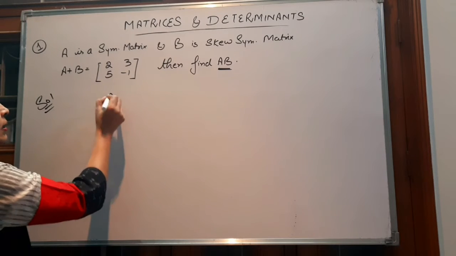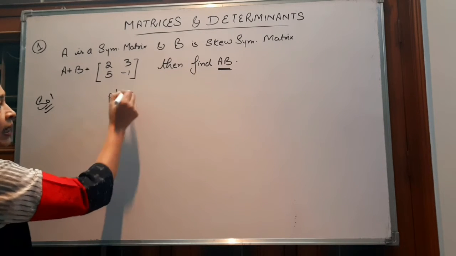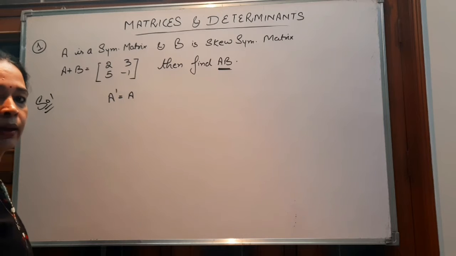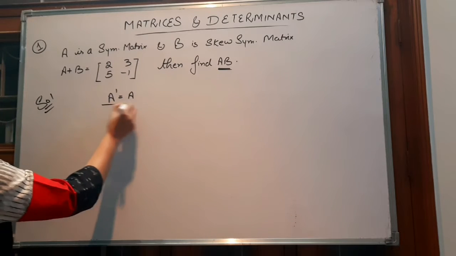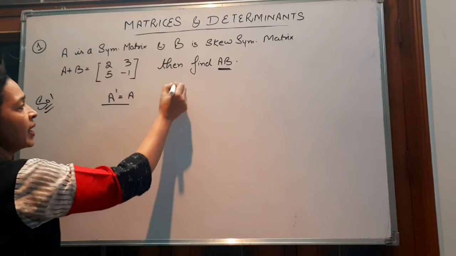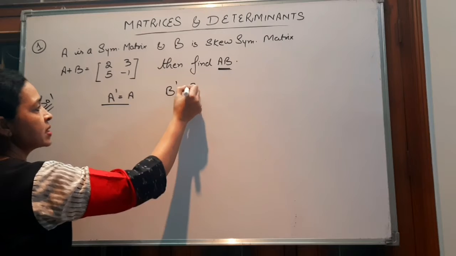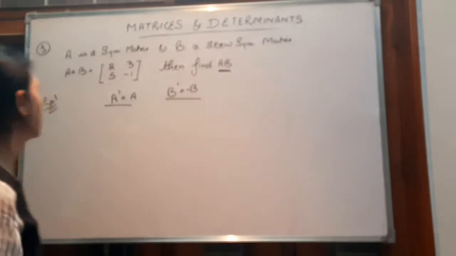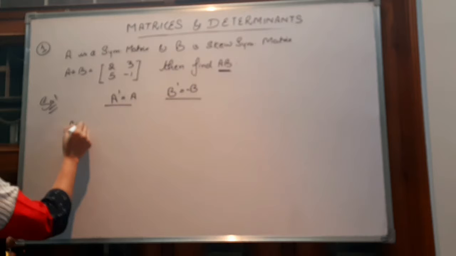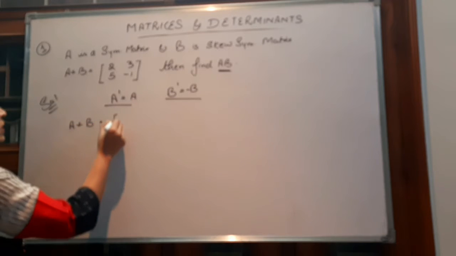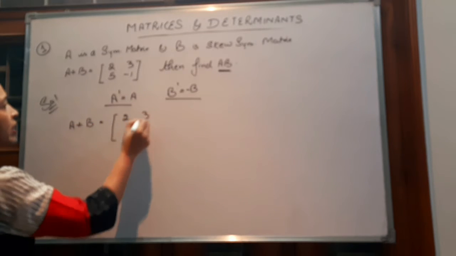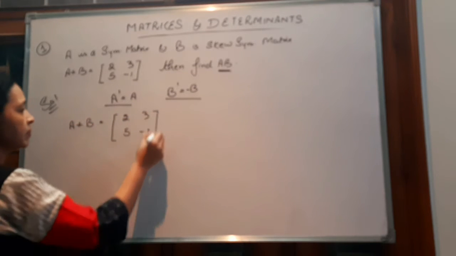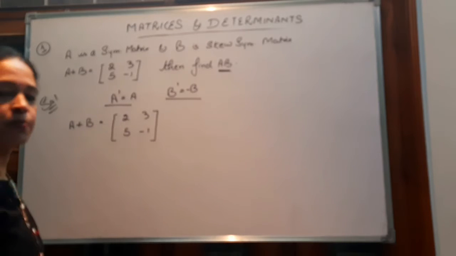Now, A is a symmetric matrix. What does this mean? The transpose of A will be equal to A. A is a symmetric matrix and B is a skew symmetric matrix. It means B transpose is minus B. Clear? This is given. Now, what is given? A plus B equals 2, 3, 5, minus 1. This is matrix A plus B.